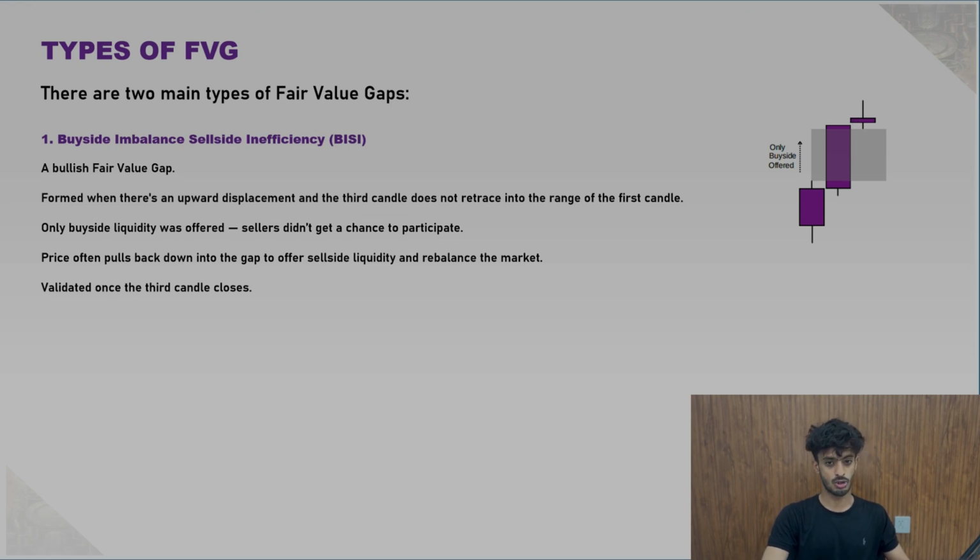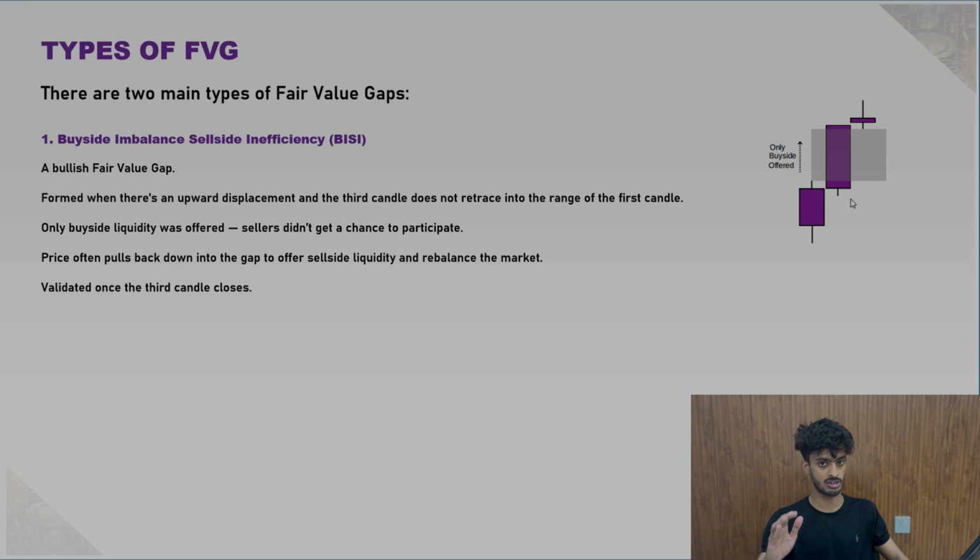Okay, so it's going to hit the stop losses. That's what it means. Now, price often pulls back into the gap to offer sell side and rebalance the market. With the gap, buyers come into that, now equal. Okay, all the buyers are gone. Now sellers are anticipating the price is going down, and boom, it's going up after filling that imbalance.